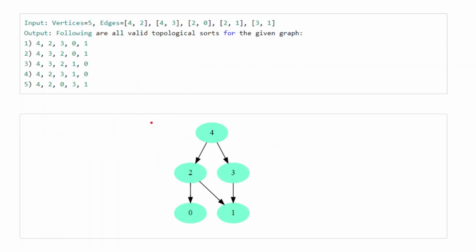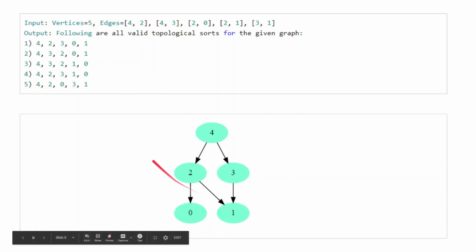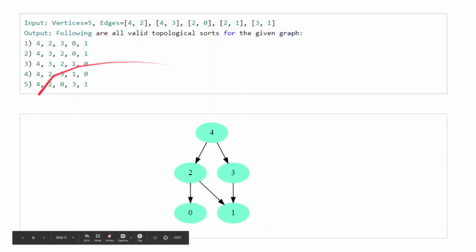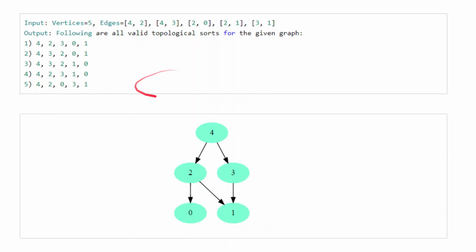Let's take a look at another example, right? So here you can see we have a graph, an acyclic graph, and we can perform topological sorting, and all those orders are valid. So you can see we have 4, 2, 3, 0, 1, right? We can do it this way, or we can do it 4, 3, 2, 0, 1, or 4, 3, 2, 1, 0, or 4, 2, 3, 1, 0, right? The number of valid topological orders is many, at least one, right?